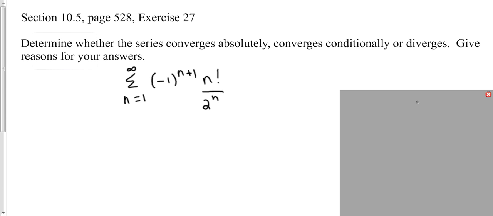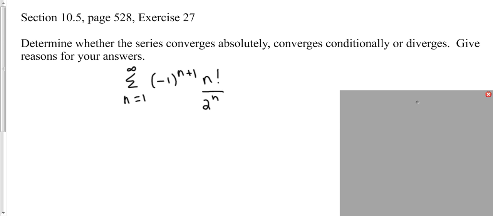Let's do section 10.5, page 528, exercise 27, which reads: determine whether the series converges absolutely, converges conditionally, or diverges. Give reasons for your answers. For exercise 27, our series is the summation from n equals 1 to infinity of negative 1 to the n plus 1 times n factorial over 2 to the n.